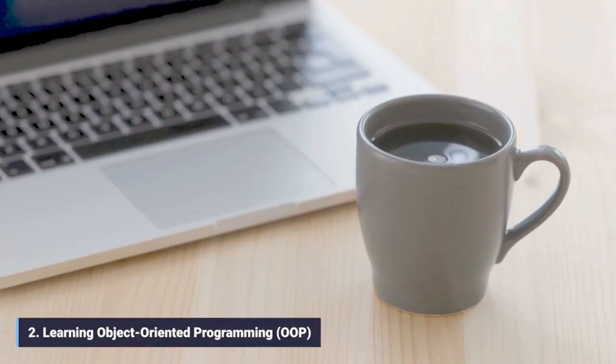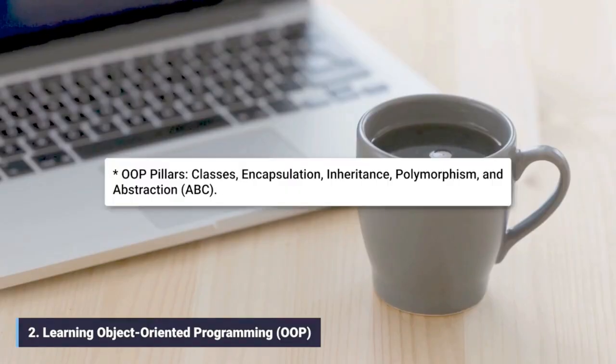2. Learning object-oriented programming. You successfully navigated the entire OOP paradigm, learning how to build complex, maintainable applications using classes, inheritance, polymorphism, and abstraction. These skills are essential for large-scale, enterprise-level programming.